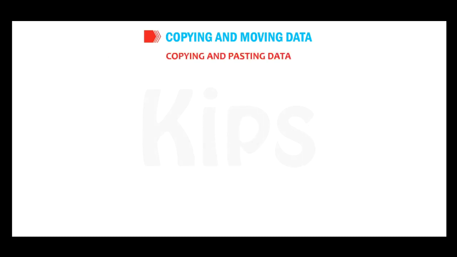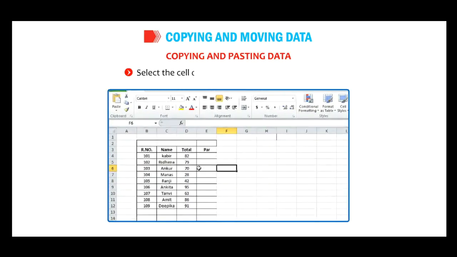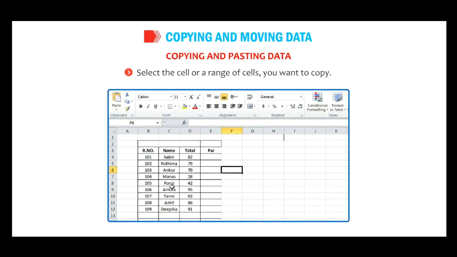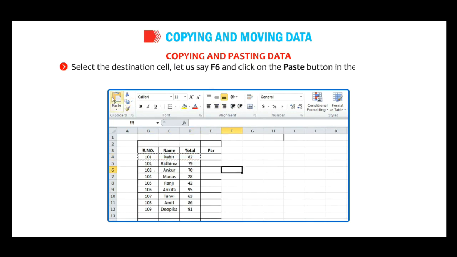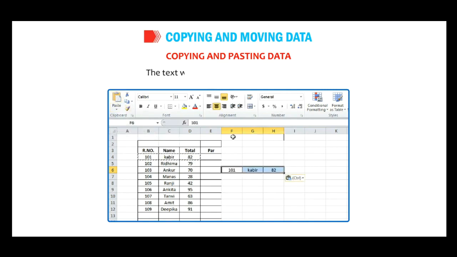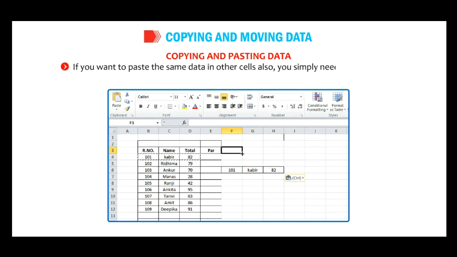Copying and pasting data. Select the cell or range of cells you want to copy. Let us say B4 to D4. Click on the Copy button in the Clipboard group. The moving dash line will appear around the selected cells. Select the destination cell, let us say F6, and click on the Paste button in the Clipboard group. The text will be copied to the new location. If you want to paste the same data in other cells also, you simply need to click on the Paste button after selecting them.